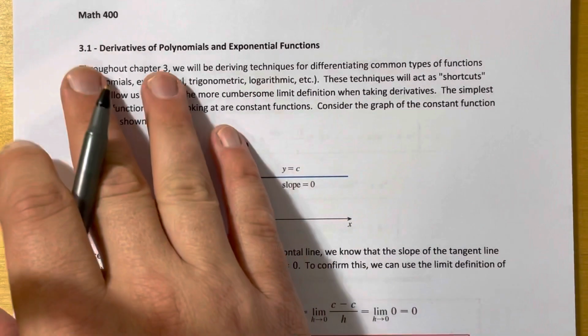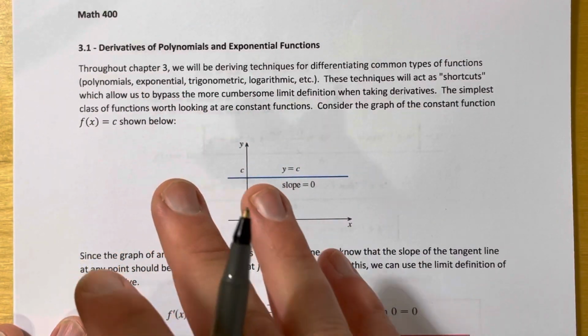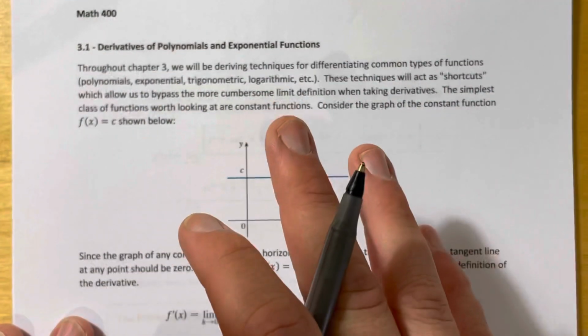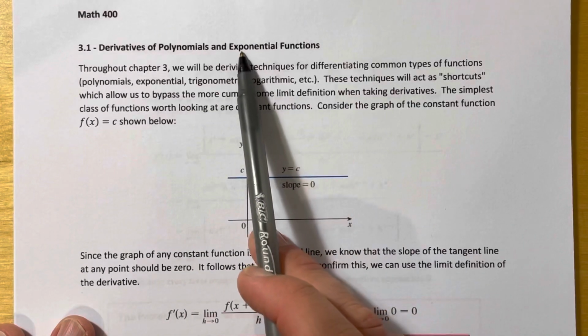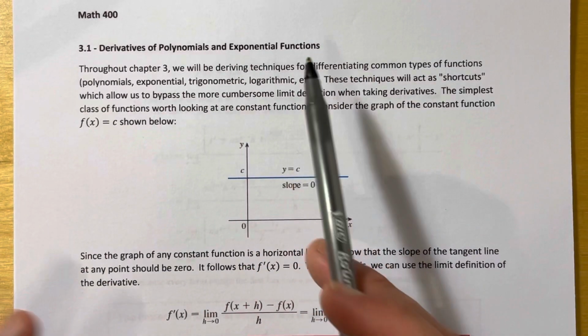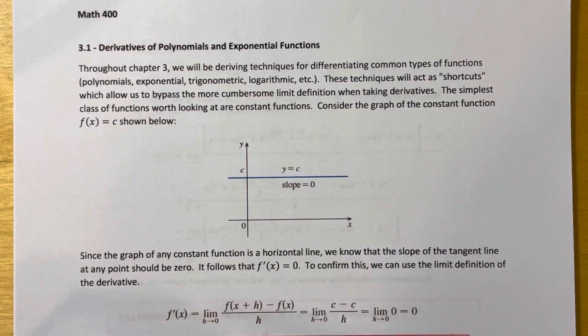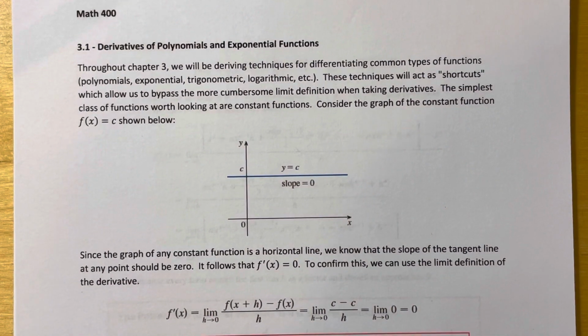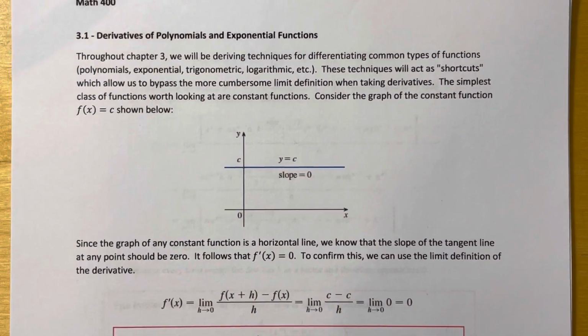In particular, in 3.1, we're going to be looking at the derivatives of polynomials and exponential functions. And even though this is the title of the section, we aren't going to be looking at all exponential functions in general. We're going to be looking at the exponential function, e to the x. And then later on in chapter 3, we'll deal with the more general case of all exponential functions. But let's go ahead and start off here by looking at the simplest types of functions that we can do calculus with, which are constant functions.